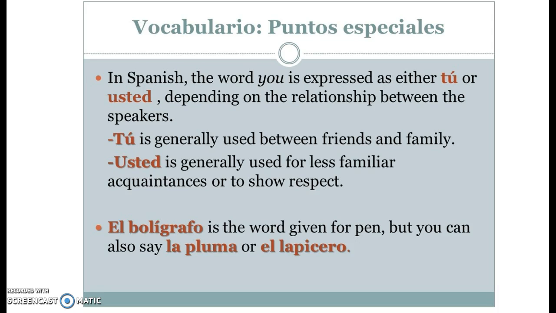You have learned in this particular lesson that you use tú or usted, depending if you're addressing the person formally or informally. Can you please tell me when to use usted and when to use tú? You can pause the video at any time.